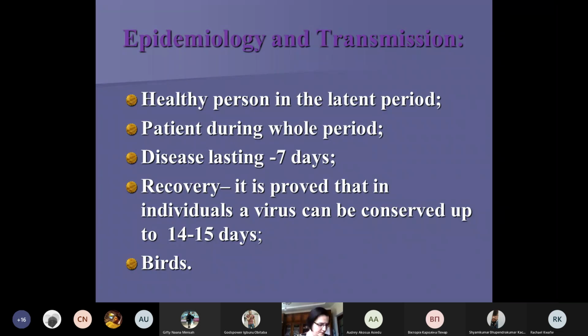Epidemiology and transmission. Influenza viruses A and B cause annual outbreaks. As you see, the source of infection can be a healthy person in the latent period, or a patient during the whole period of the disease. The disease, as a rule, lasts 7 days. After recovery, it is proved that in some individuals the virus can be conserved for up to 14-15 days. And sure, the source can be birds. Don't forget about the possibility of avian influenza.